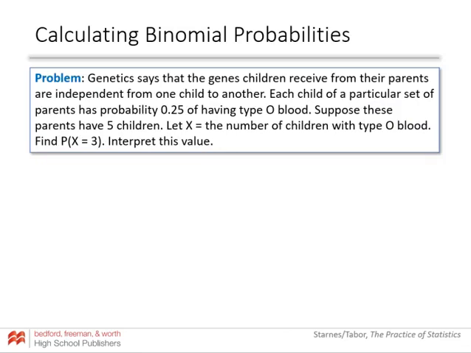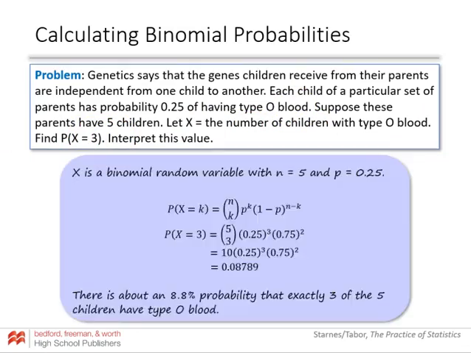Same setting as before, where we have the children with type O blood, and we want the probability that x equals 3, or that the number of children out of the 5 that they have would be 3 of them having type O blood. Okay, so if we use our formula, it would be plugging in things like this. So we say x is a binomial random variable with n equals 5 and p equals 0.25, that satisfies our step 1. And then we show our work plugging all those numbers into the formula. And then the last step is to answer the question in context. We would say there's about an 8.8% probability that exactly 3 of the 5 children have type O blood.